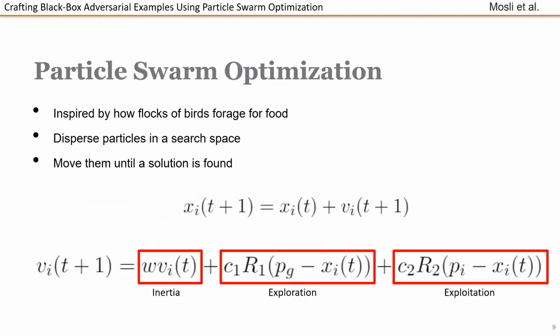For each particle i, we calculate the velocity of the particle and add it to the particle's current position, x. This velocity has three parts: inertia, weighted with w, the exploration term, which is the difference between x and the swarm-wide best position, and the exploitation term, which is the difference between x and the particle's best position. R1 and R2 are vectors of random numbers that randomize the search process. C1 and C2, however, are used to give either exploration or exploitation more weight over the other. The most commonly used value for C1 and C2 is 2, which is what we use in our implementation.